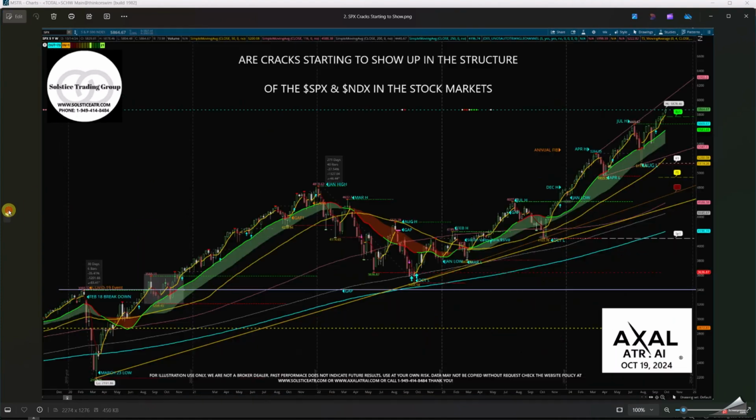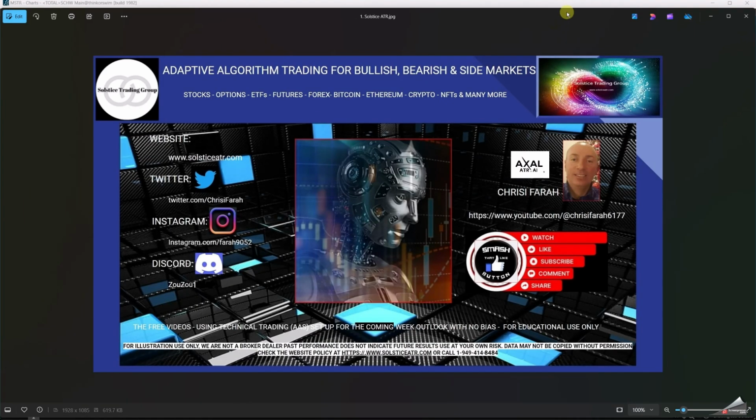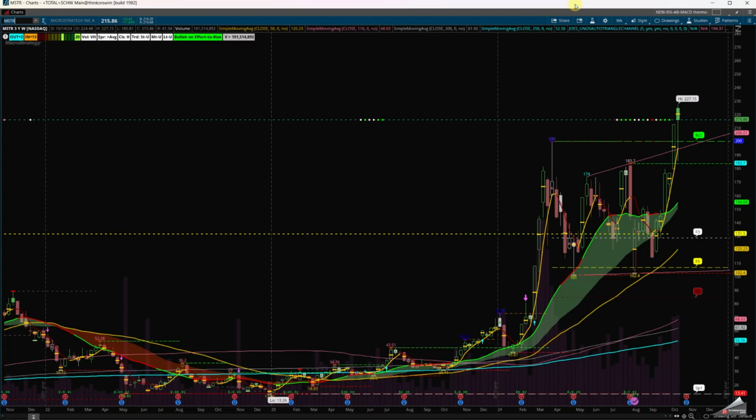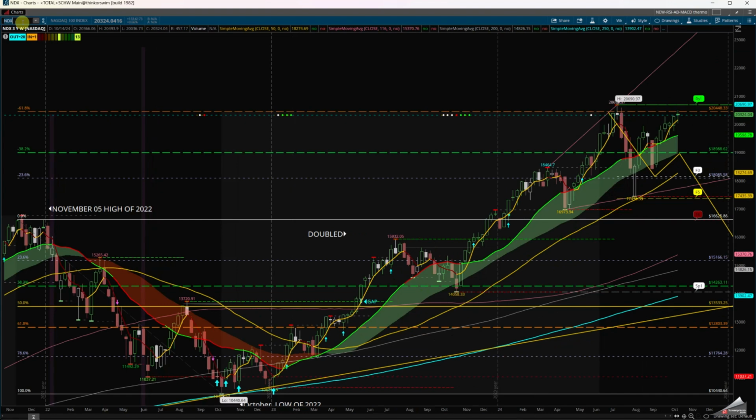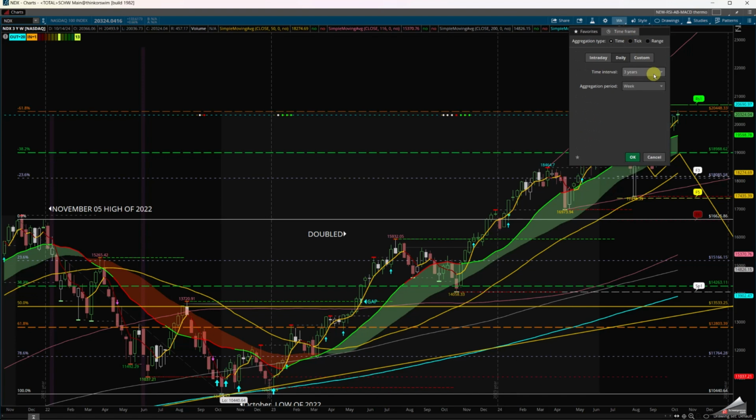Let's go to the first slide, and we're going to go one by one looking at some of the things in the sectors. Let's do the Nasdaq Micro NDX, and I'm going to do the NDX first. I'm going to do the Nasdaq 100, and I'm going to go back here in history for at least more than 3 years.